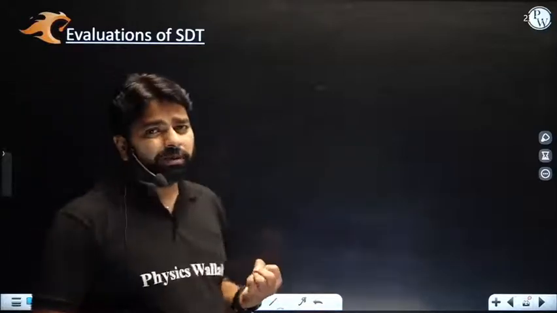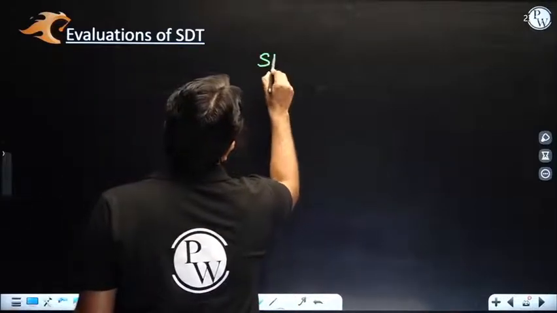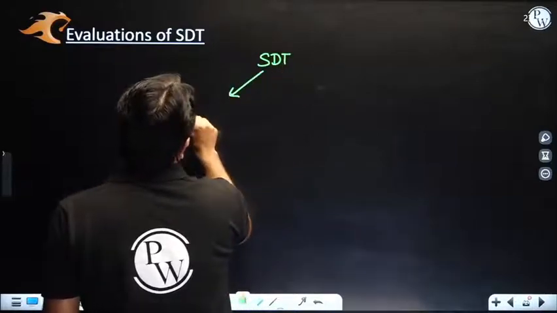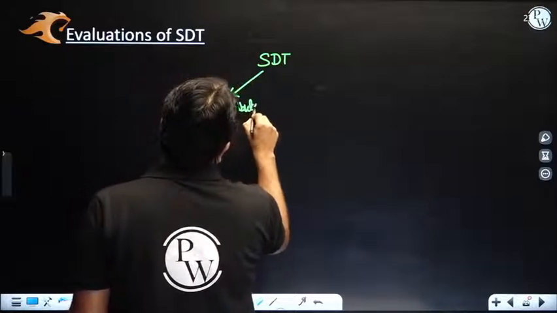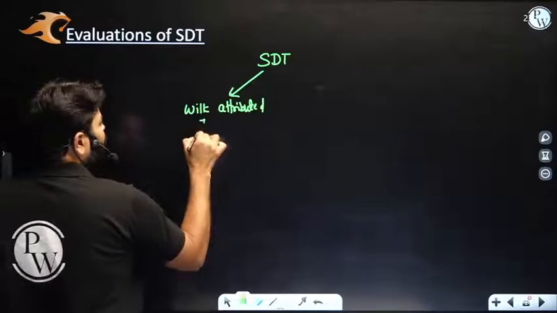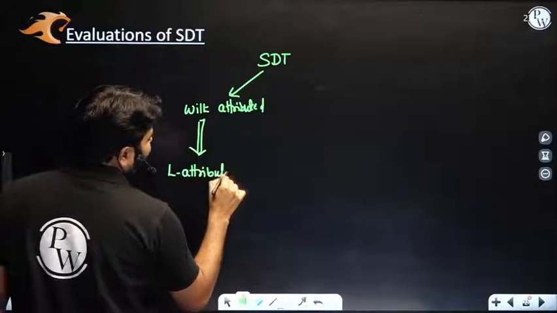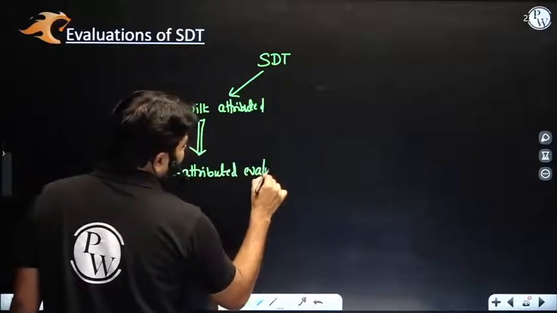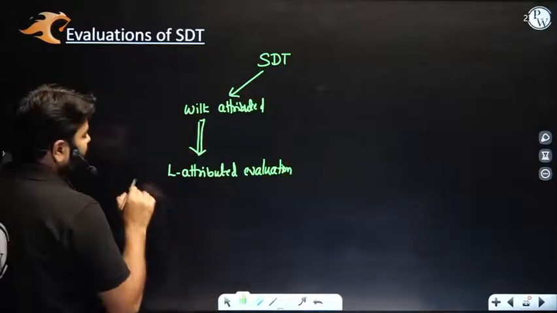So evaluation of SDT are many types. Sometimes you will have attributes, sometimes you may not have attributes. When you don't have attributes, it's so easy. But when you have attributes, you should follow L-attributed. So always remember, even though you have a lot of techniques, you have SDT. Just remember, if you see attributes in the grammar, simply follow L-attributed evaluation. No need to follow S-attributed evaluation, that bottom-up parsing. If you have attributes, you always follow L-attributed evaluation.